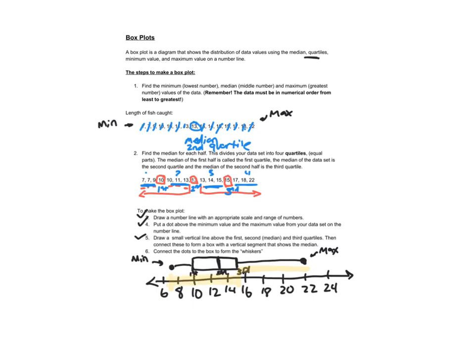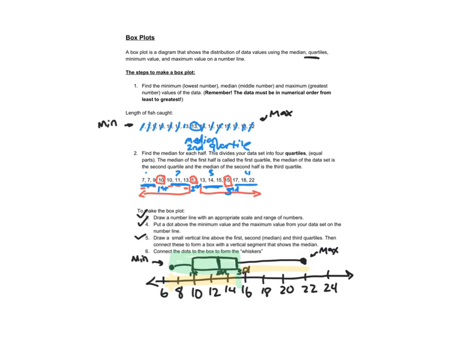How do I know that? Well, because 3/4 of the data falls before the third quartile. So this is the third quartile. From this dot to the first quartile, that's 25% of the data. From the first to the second quartile is another 25% of the data. And from the second to the third quartile, another 25% of the data. So this whole part before the third quartile is 75% of the data. And then the last 25% is between 15 and 22 inches.